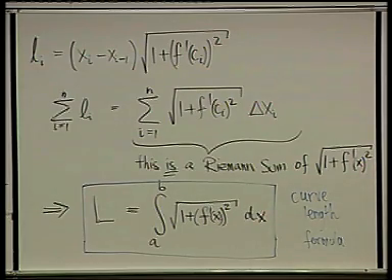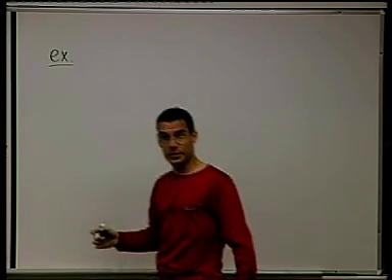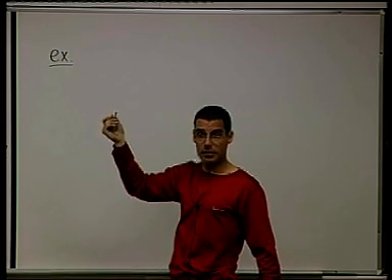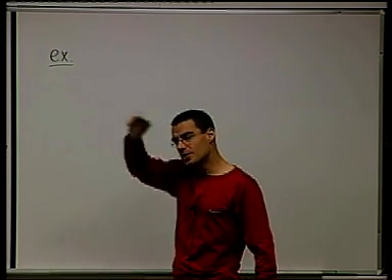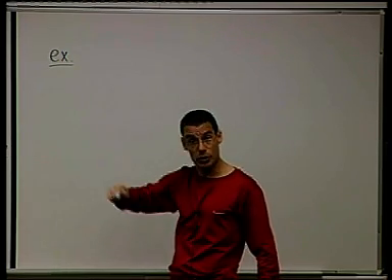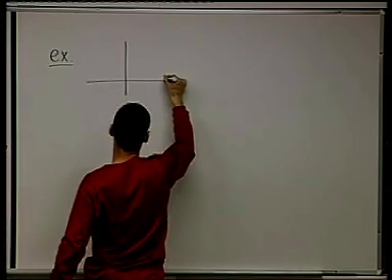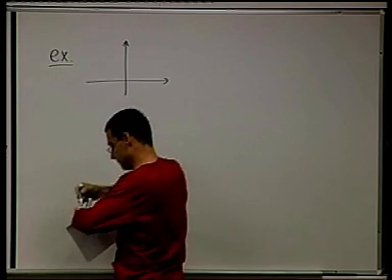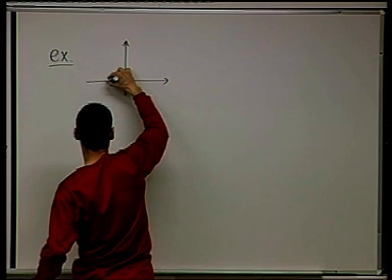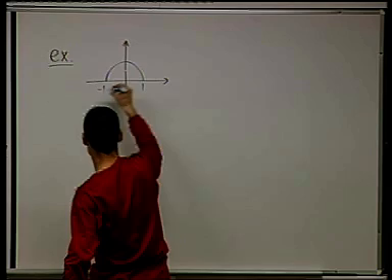Let's do an example. Let's find the length of a circle. What do I mean, the length of a circle? Where a circle is not a graph of a function, right? A circle is not a graph of a function. Do you agree? But what I can do is take half a circle. Now it is the graph of a function. Suppose this is 1 and this is minus 1.